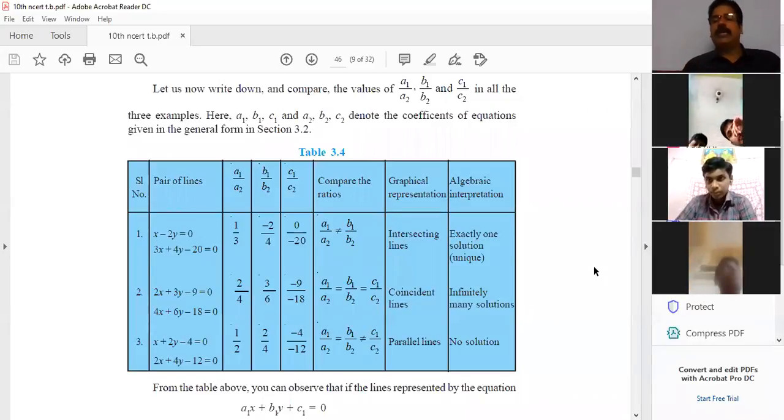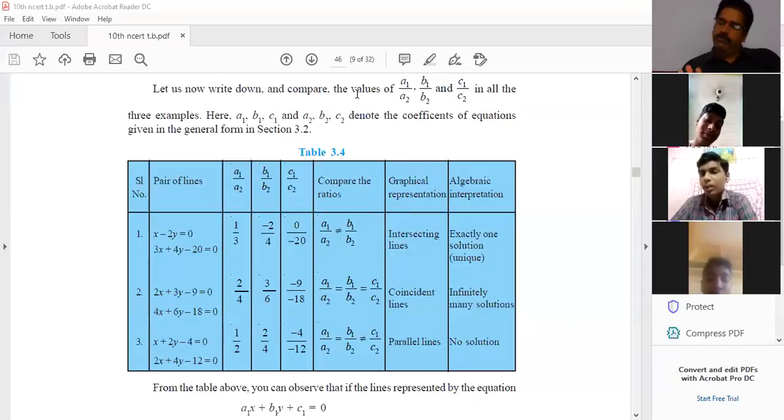Unmute and say, anyone. Second condition, what? Consistent but dependent. Okay. Condition I want. a1 by a2 is equal to b1 by b2 equal to c1 by c2 is consistent but dependent.